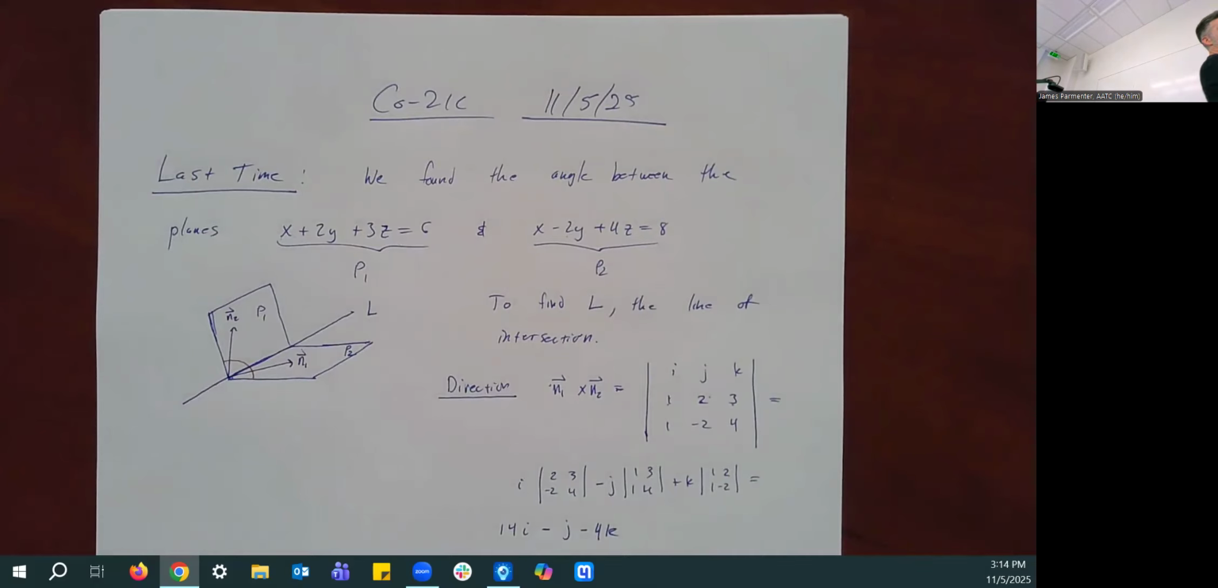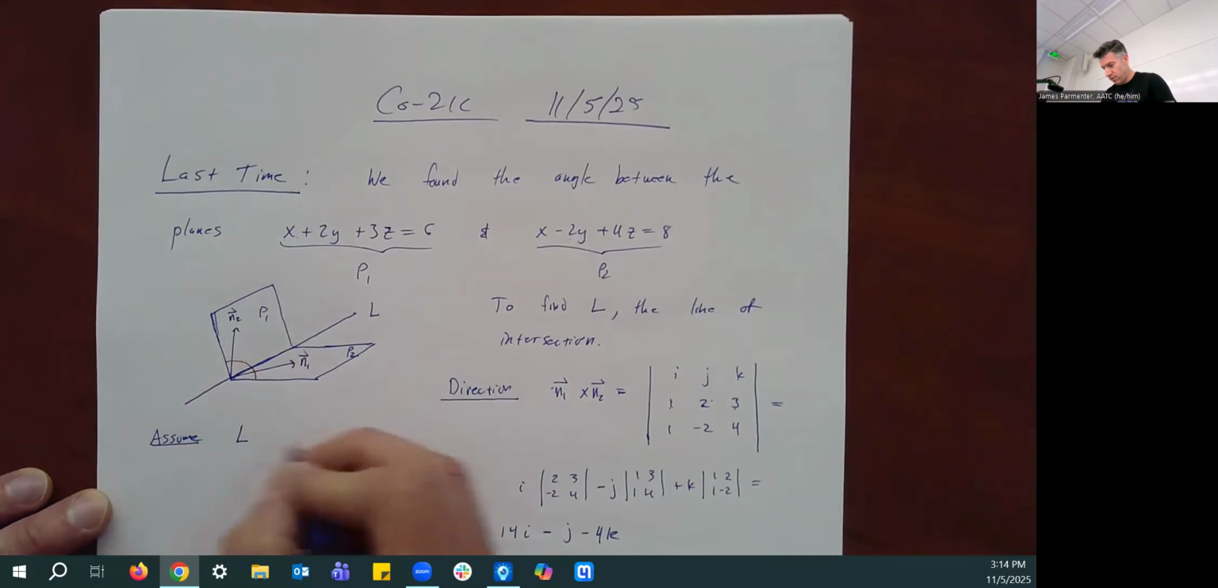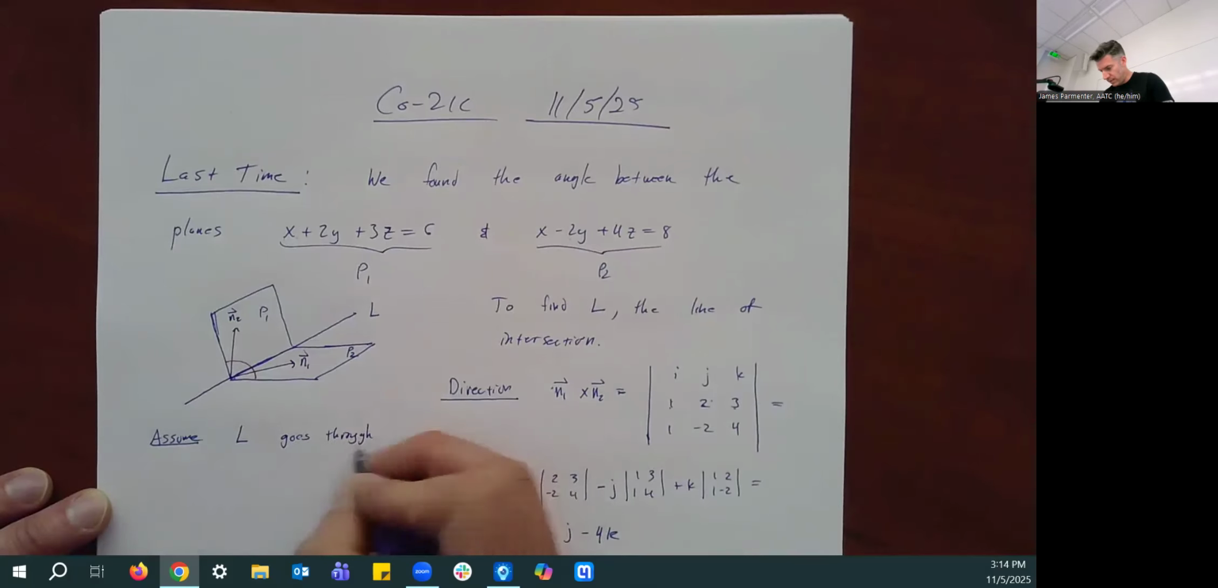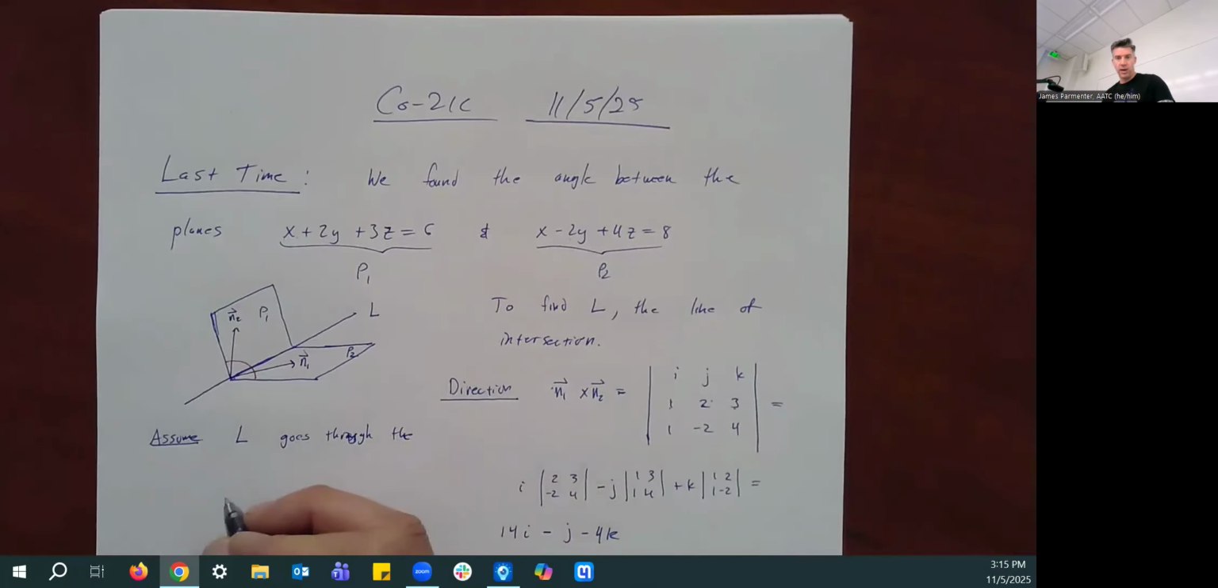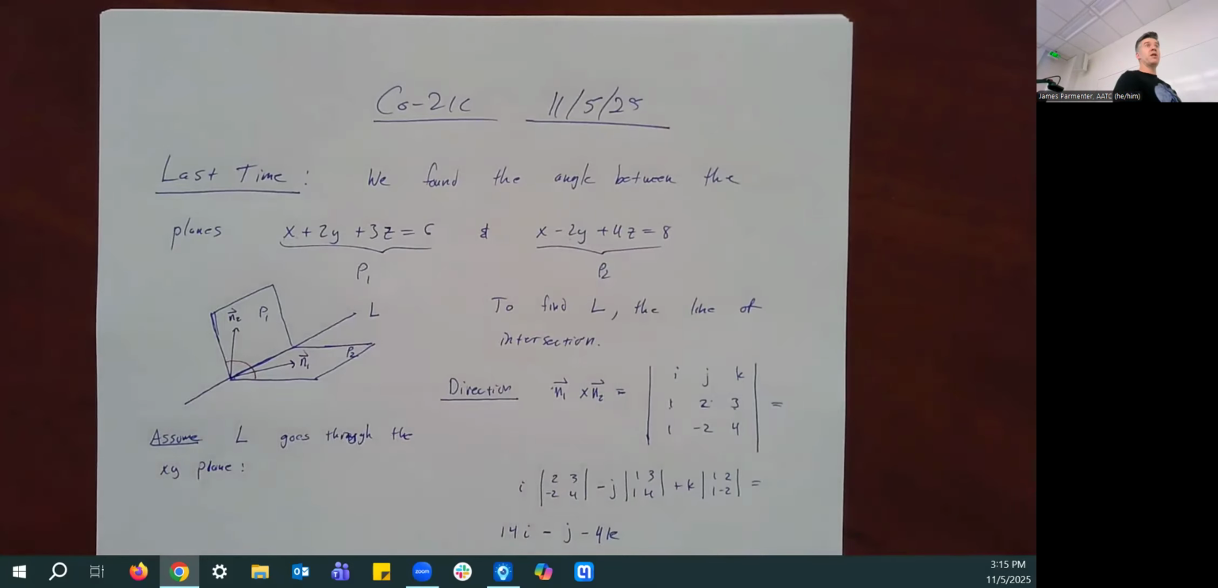So we're going to assume it goes through one of the planes. Let's say the XY plane. You can make any choice you want. So assume the line L goes through the XY plane. So what that means is z is equal to 0. And then we're going to find the point where these two planes intersect each other when z is equal to 0. Right? Because that point of intersection on that line is also where the planes intersect.